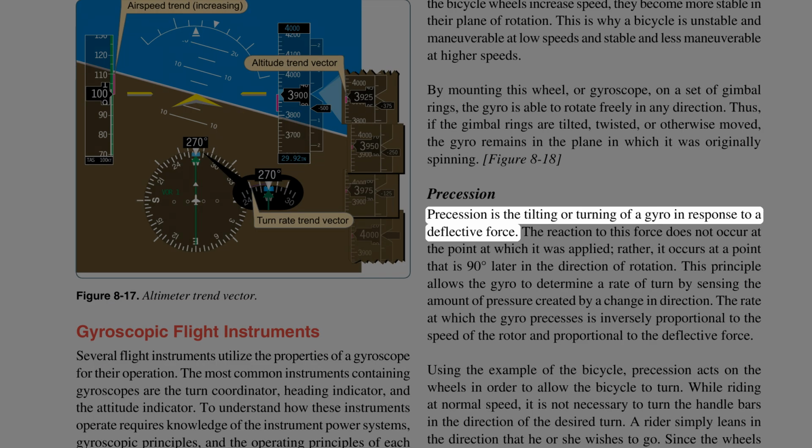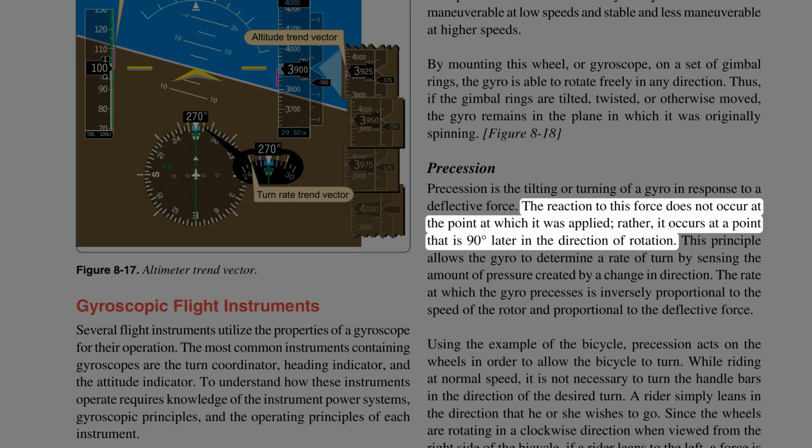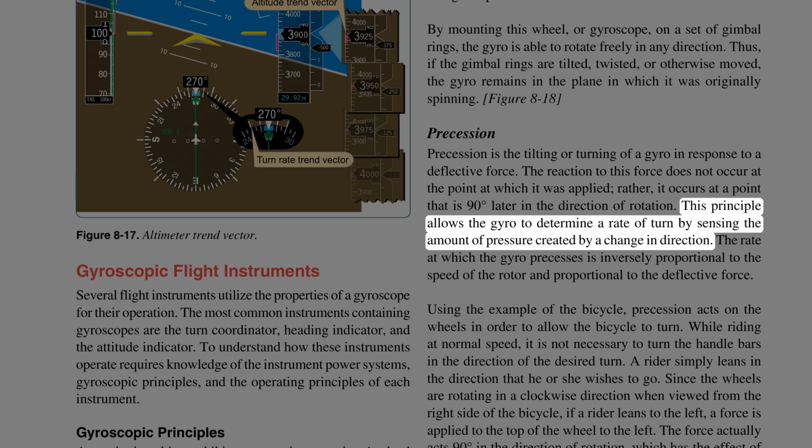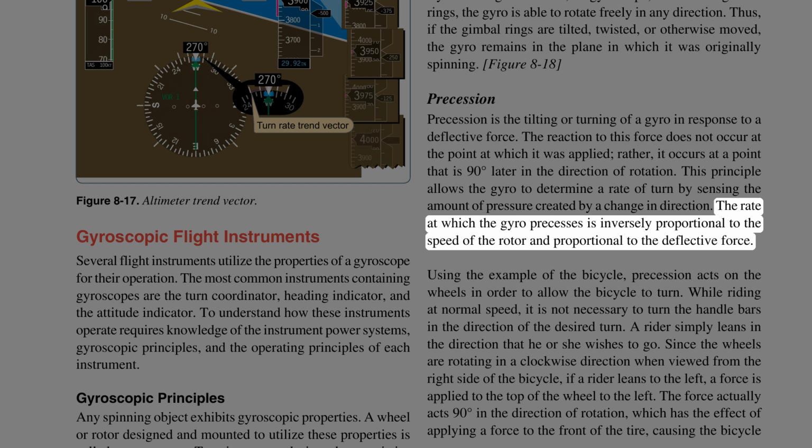Precession. Precession is the tilting or turning of a gyro in response to a deflective force. The reaction to this force does not occur at the point at which it was applied. Rather, it occurs at a point that is 90 degrees later in the direction of rotation. This principle allows the gyro to determine a rate of turn by sensing the amount of pressure created by a change in direction. The rate at which the gyro precesses is inversely proportional to the speed of the rotor and proportional to the deflective force.